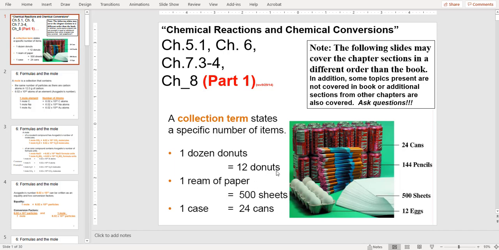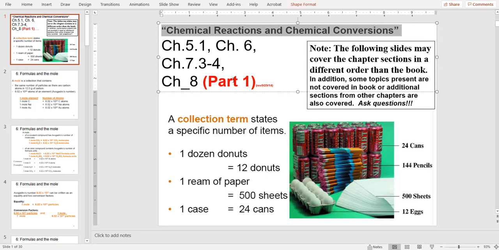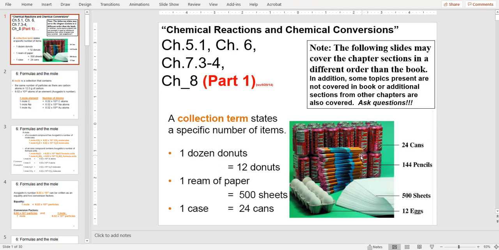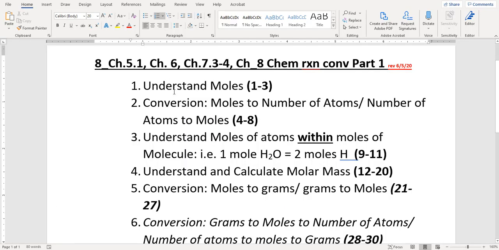This is Mr. T's commentary video over chemical reactions and conversions, part 1. So we're going to be exploring how to use chemical equalities in order to do chemical conversions. Here is the outline.